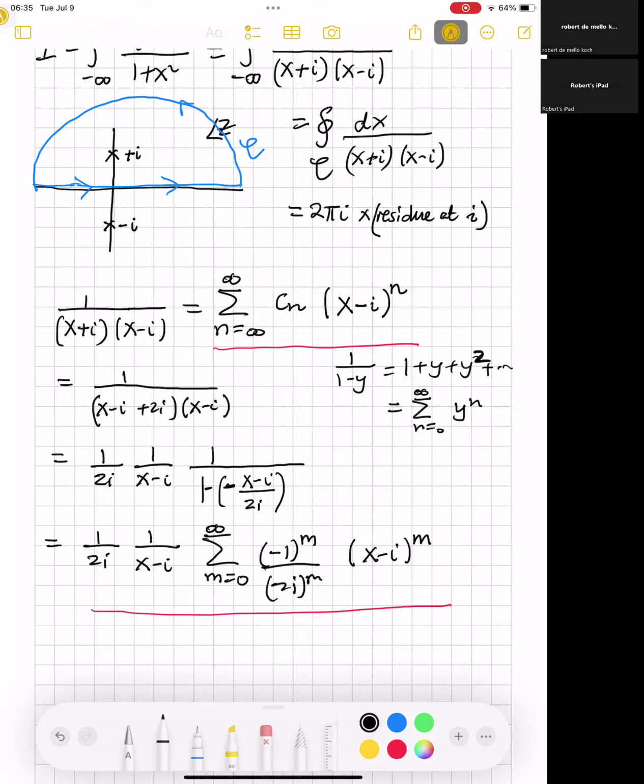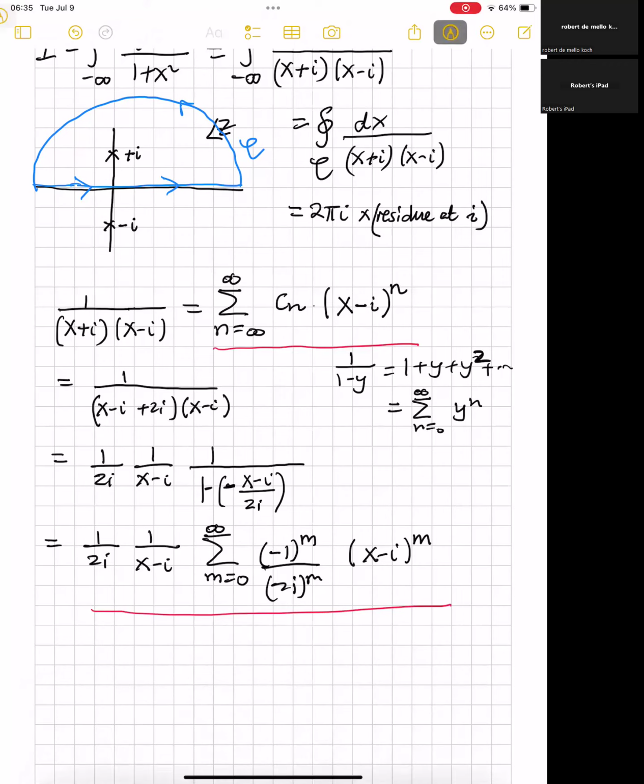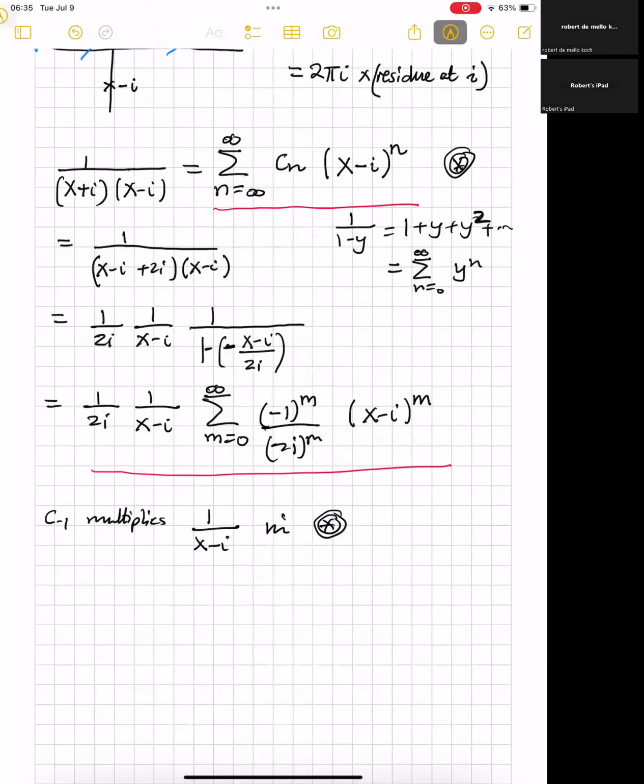And if we want the term with n equals minus 1 in the Laurent expansion, we want the term where c minus 1 multiplies 1 over x minus i in the Laurent expansion. So we want the term that looks like 1 over x minus i. Well, quite clearly, looking at the equation underlined in red, we've got a 1 over 2i, 1 over x minus i. So we want the term with m equal to 0.